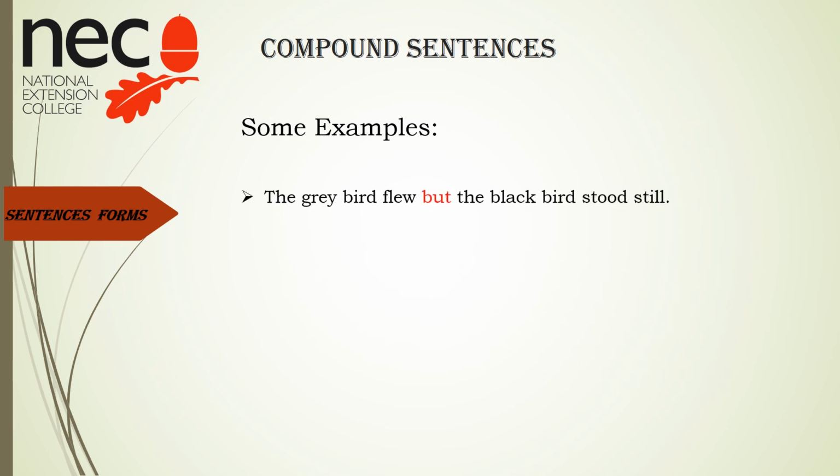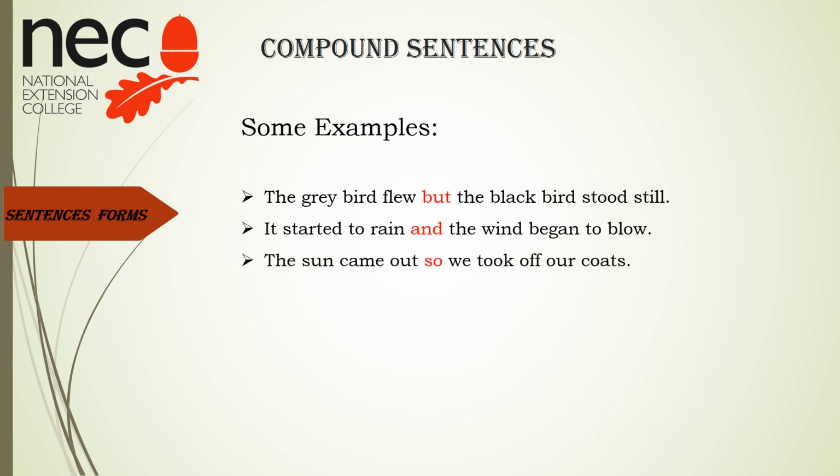The grey bird flew but the blackbird stood still. It started to rain and the wind began to blow. The sun came out so we took off our coats. The athlete ran; the crowd cheered. If you look at each of these sentences, you could take away the conjunctions, or in the last example, the semicolon.